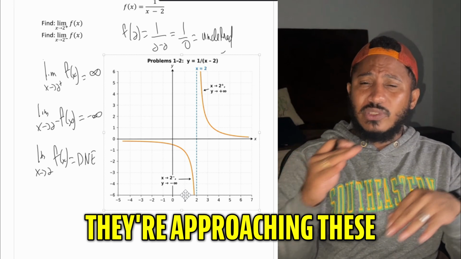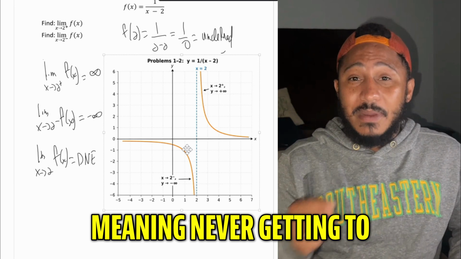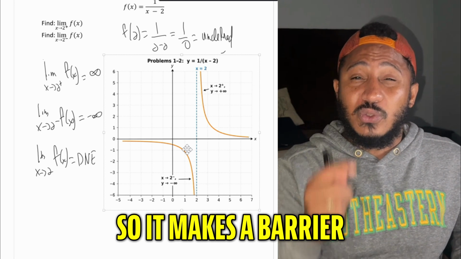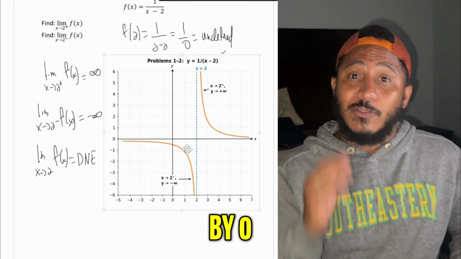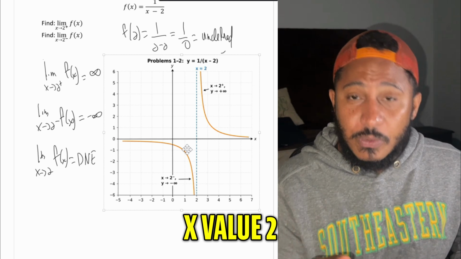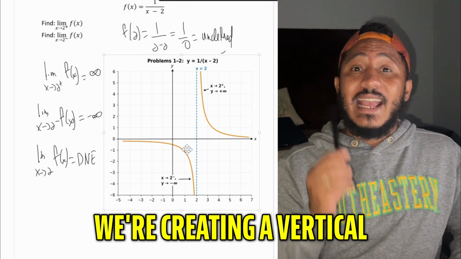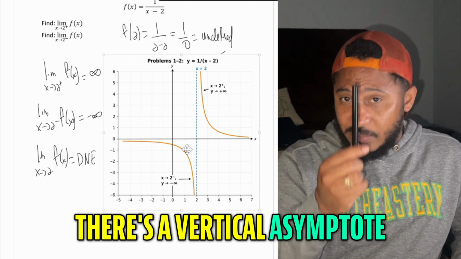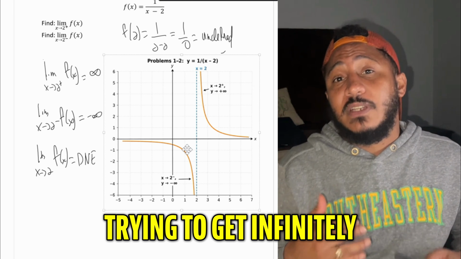So again, they're approaching this value of 2, but never getting to that x value of 2. So it makes a barrier on the graph. Again, that's because we're dividing by 0 at the x value 2. As we pointed out at the beginning of the lesson, we're creating a vertical asymptote, a vertical line that the graph is trying to hug, trying to get infinitely close to.